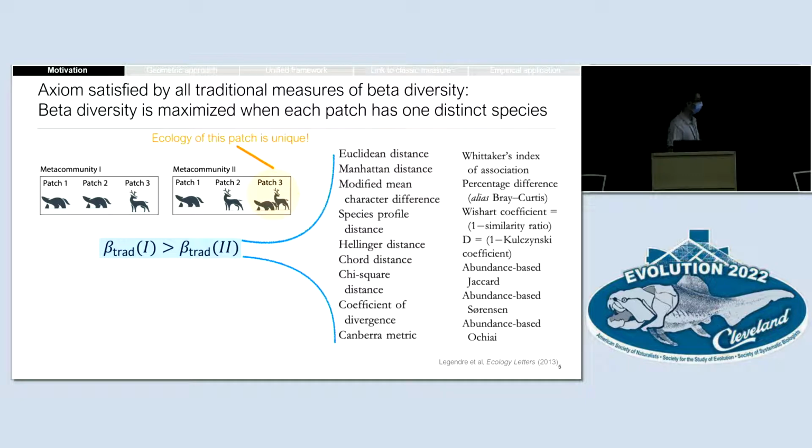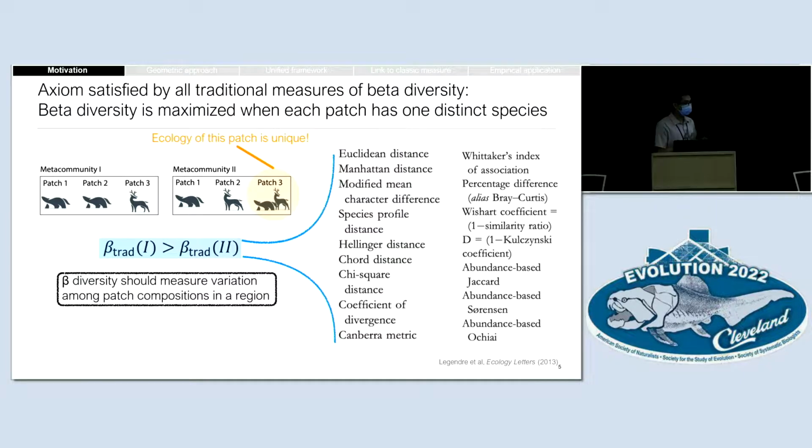However, through extensive ecological research, we know that ecological communities are non-additive. In other words, the ecology of each patch is unique. A patch with both species A and B present would behave differently from a patch with only species A or only species B, both dynamically and functionally.